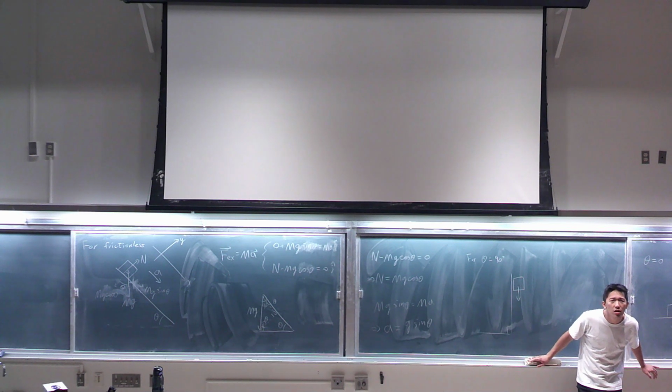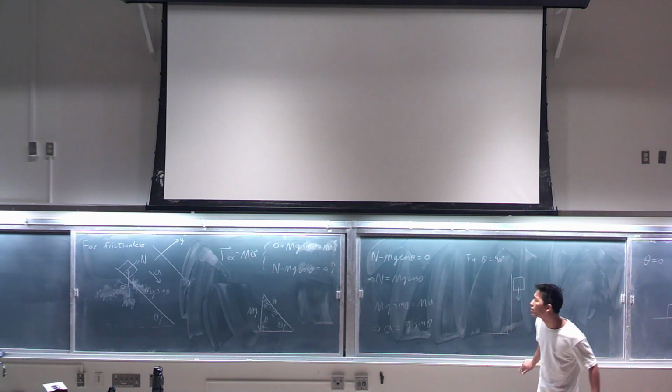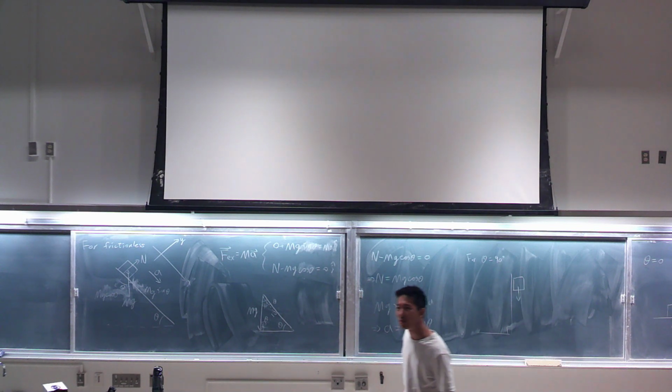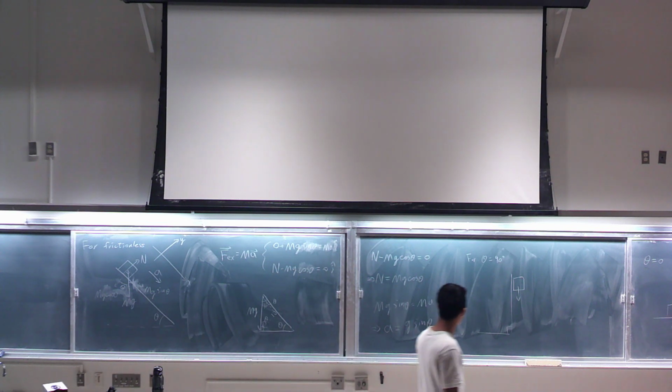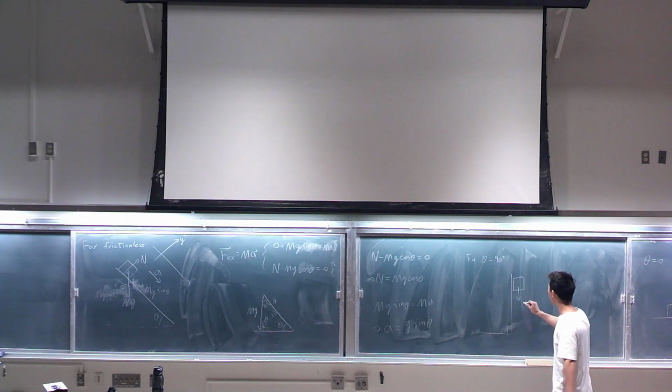-5.8 meters over seconds. Sorry, do you want a specific number? Oh, you said 9.8. Yeah, alright, good. And that is the G, gravitational acceleration.